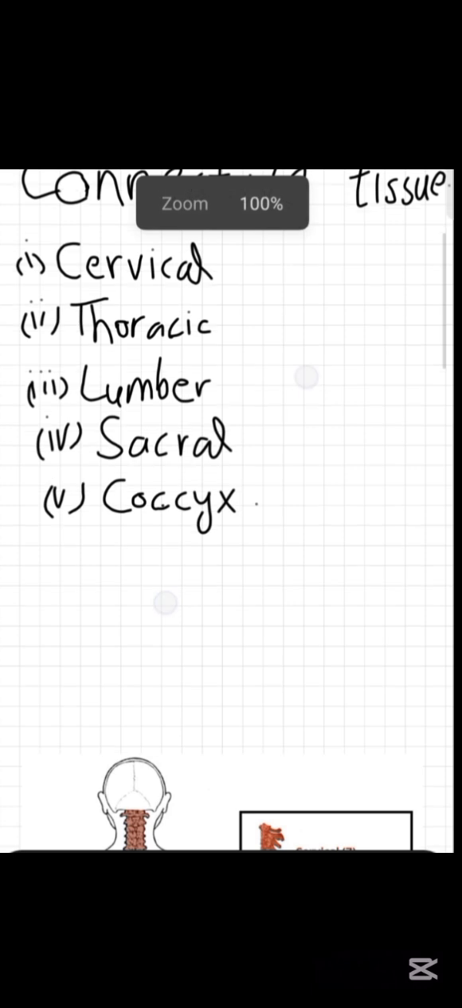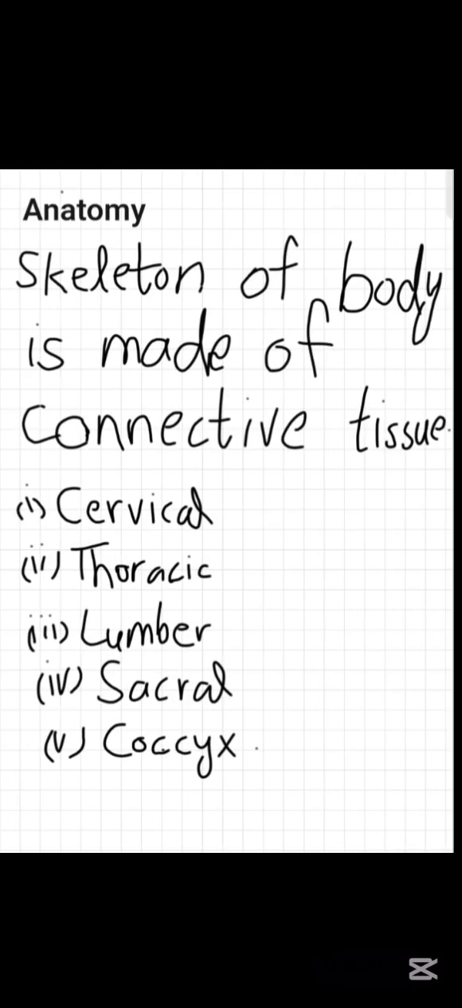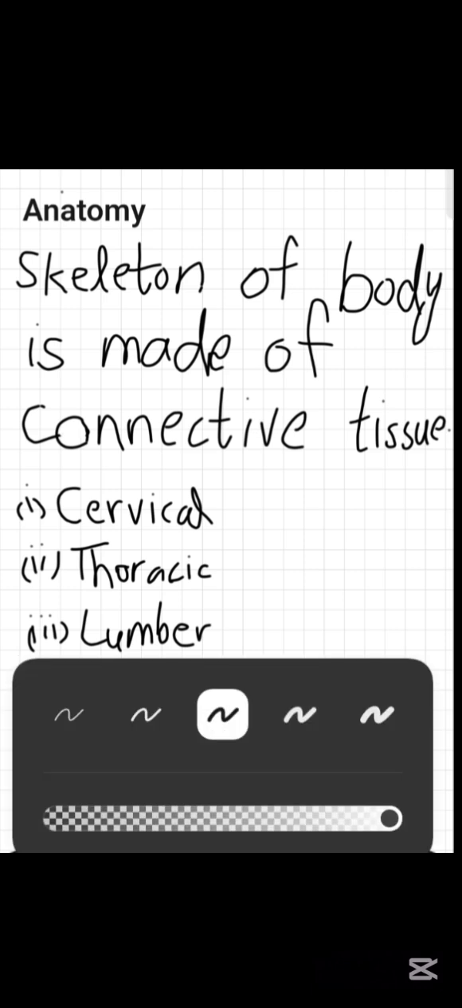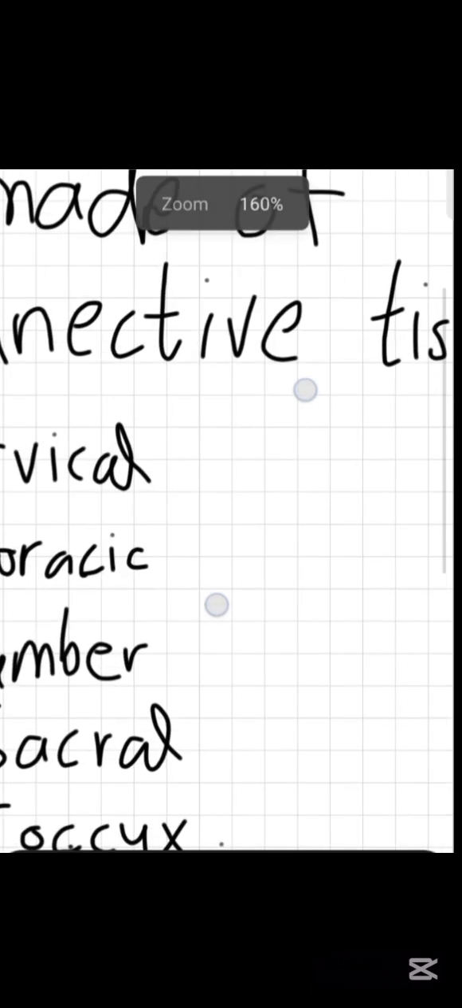Why is the vertebral column divided into five sections? They are divided according to their morphology, as we are studying the anatomy of the human body. The cervical region covers the area of the neck, and these vertebrae are seven in number.